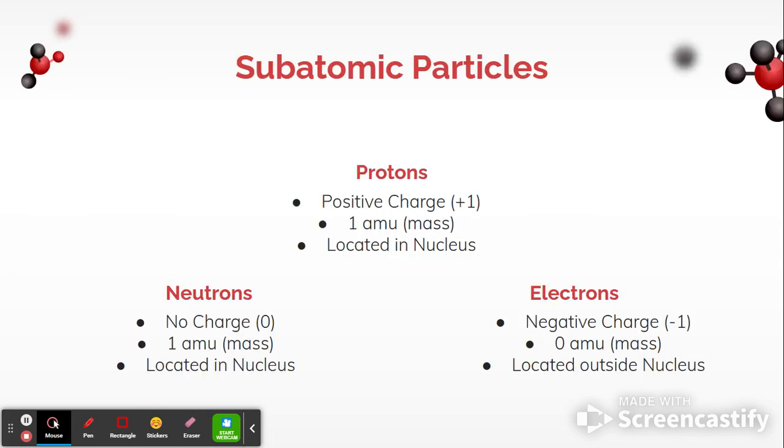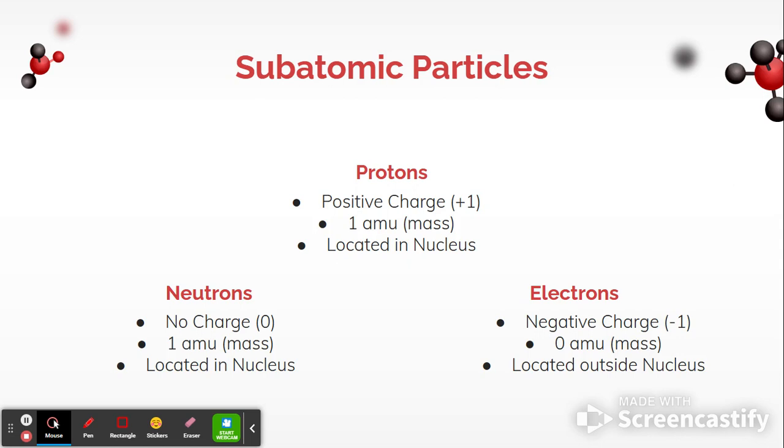The three main subatomic particles in an atom are the protons, which have a positive charge of 1, a mass of 1 atomic mass unit, and are located in the atom's nucleus, along with neutrons, which have no charge, also an atomic mass of 1 atomic mass unit, and like protons are located in the atom's nucleus.